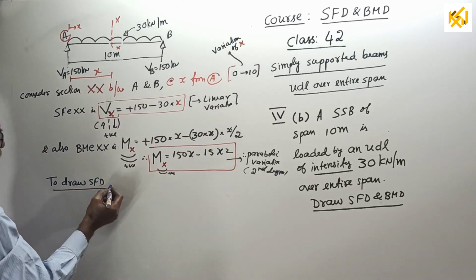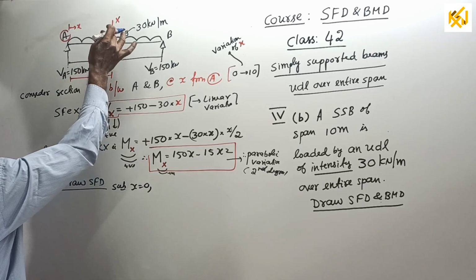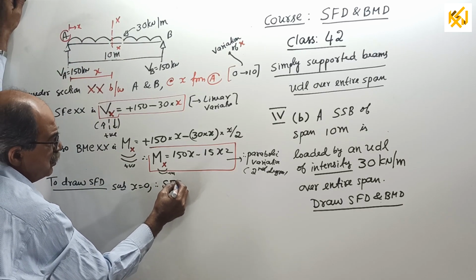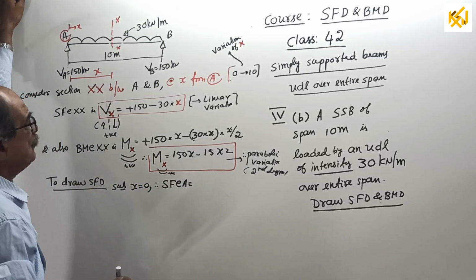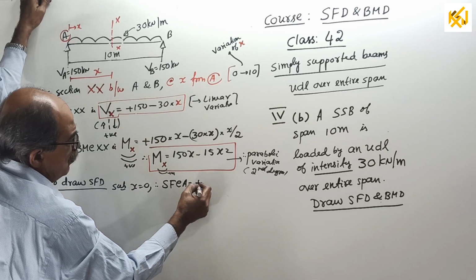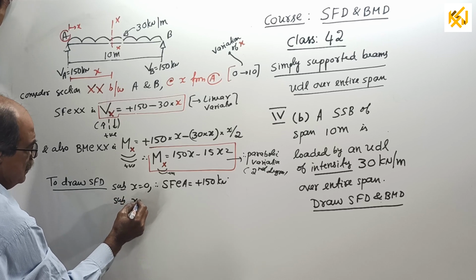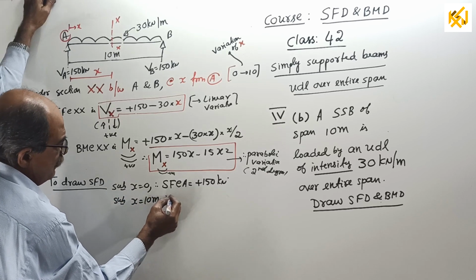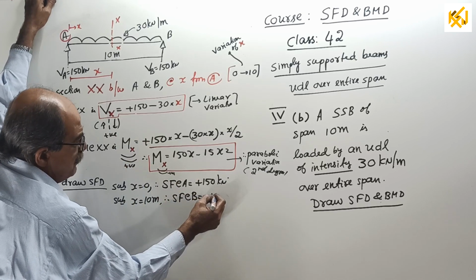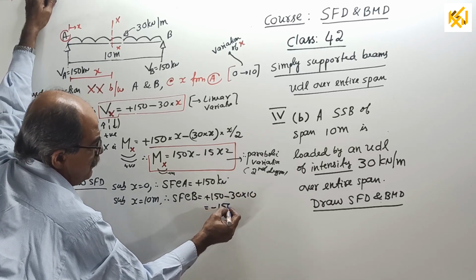Start. Now, to draw SFD, substitute x equal to 0. That is, the section will come here now. Therefore, you get shear force at A. I won't call it VA because VA is the reaction. Shear force at A, when you put x equal to 0, direct answer, write 150 kilonewton. Then substitute x equal to 10 meter. Therefore, you get shear force at B equal to 150 minus 30 into 10 equal to minus 150 kilonewton.